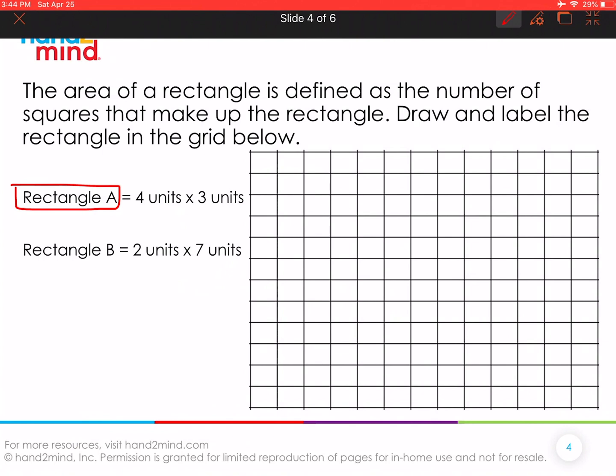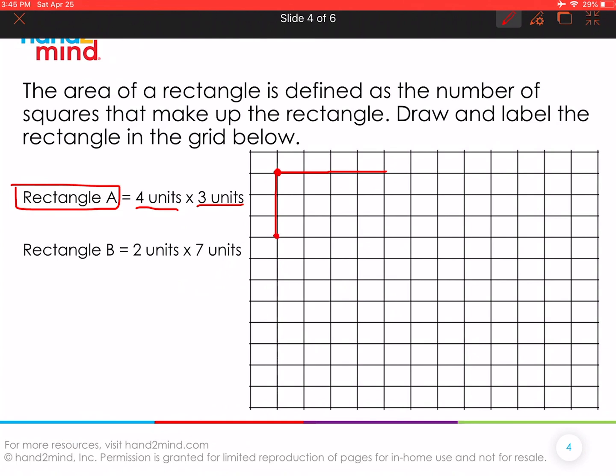So we're going to pick a starting point. If you're doing this along with me, go ahead and pick a starting point. And from that point, I am going to find 4 units. So I'm going to go 4 units along. So 1, 2, 3, 4. From that same starting point, I'm then going to go 3 units down. 1, 2, 3.